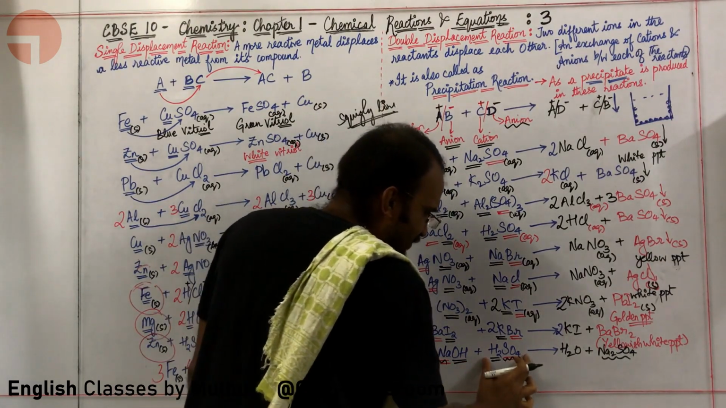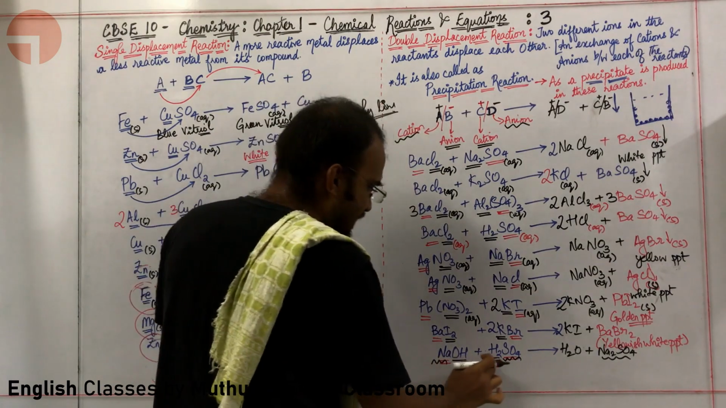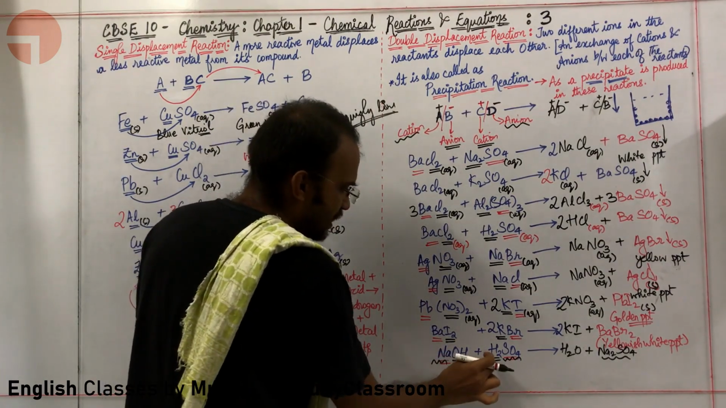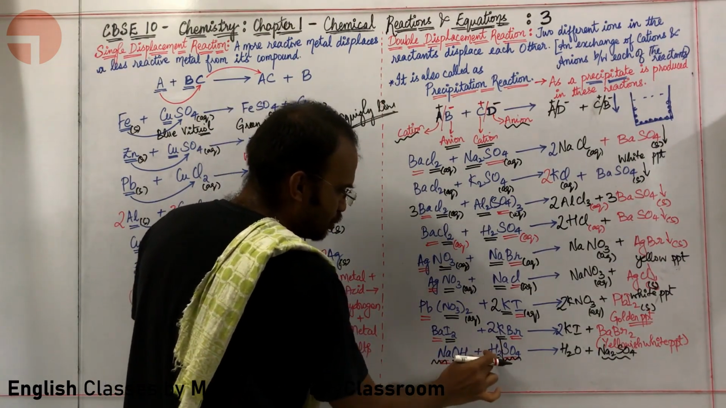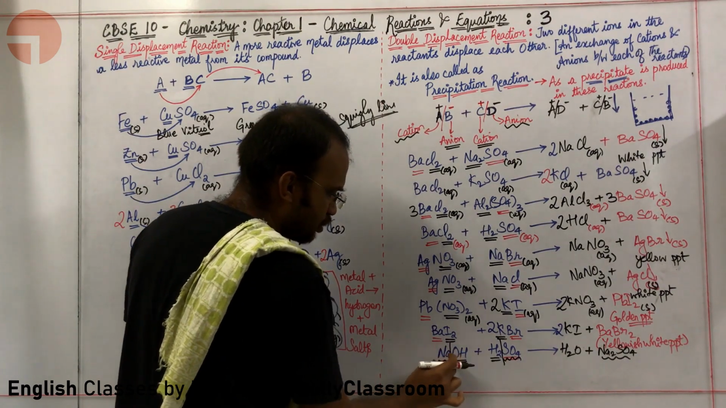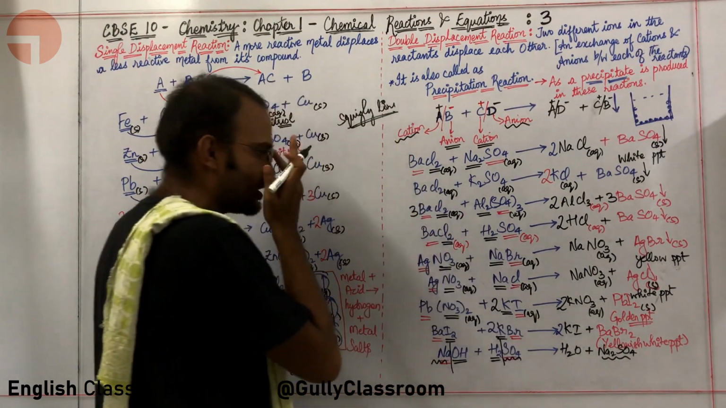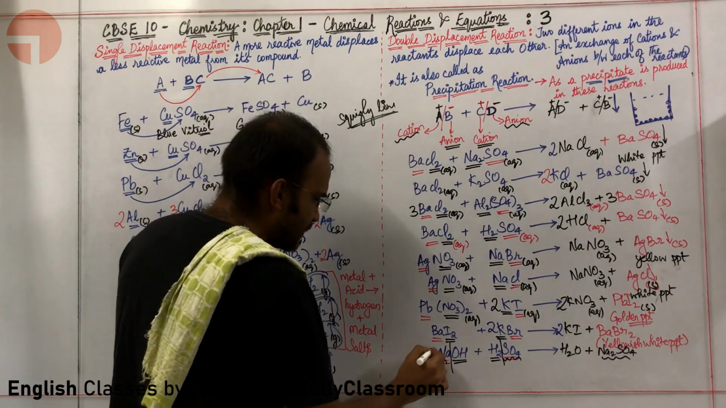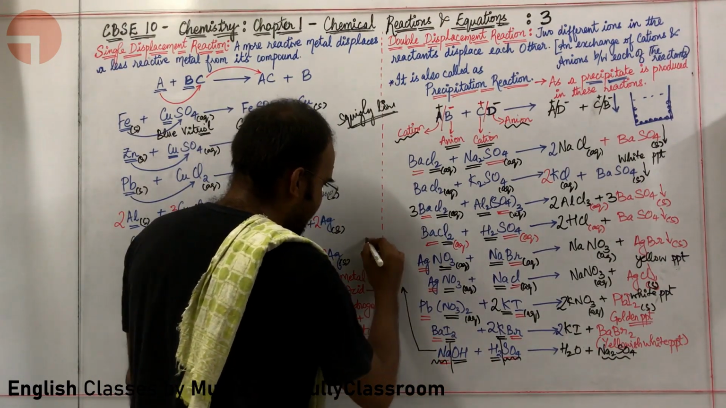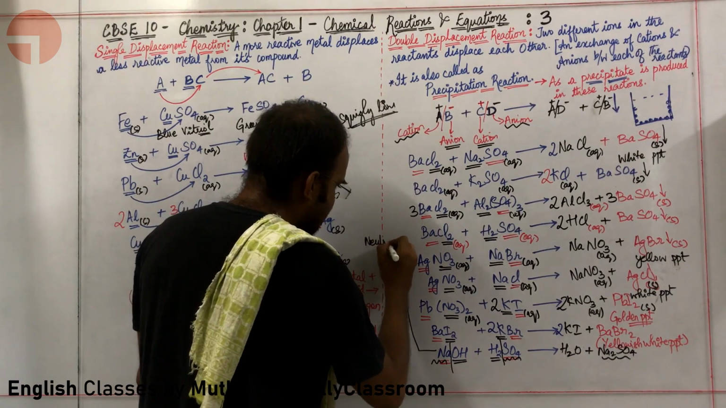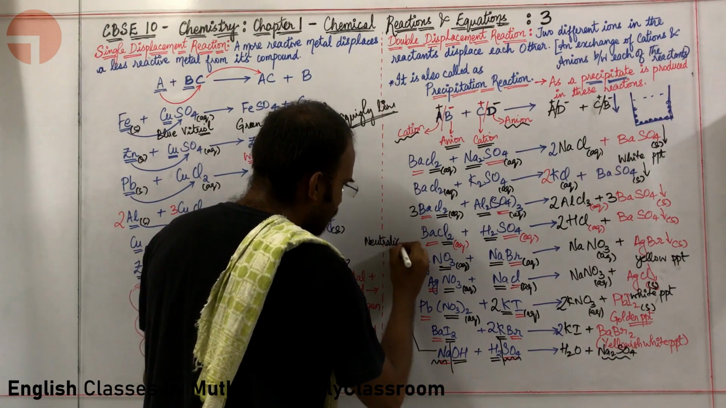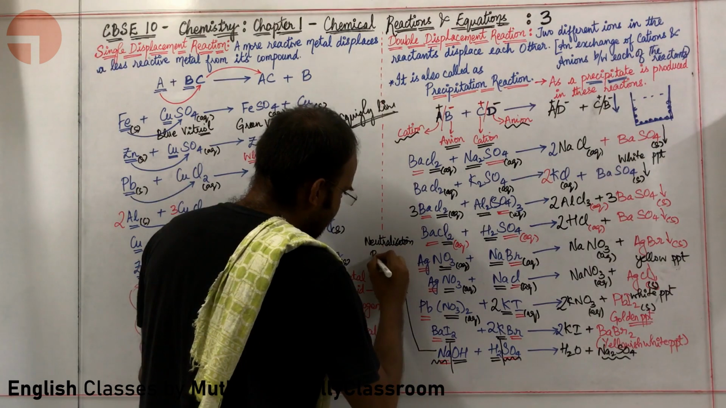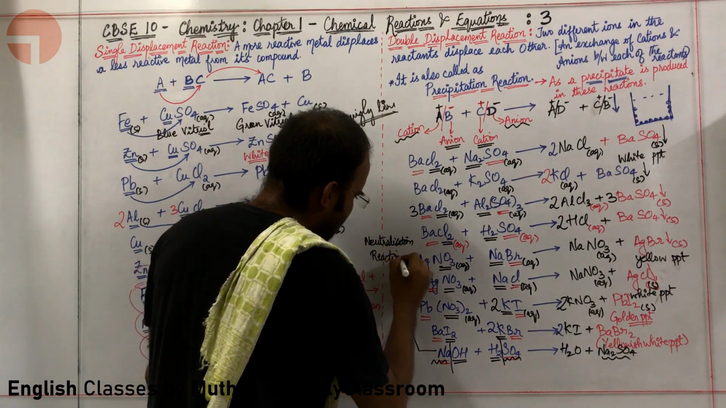Base is reacting with an acid, but still there is an exchange of ions. How? Here this particular H2 is combining with this particular OH, Na is combining with SO4. What is the speciality of this reaction? This reaction is called a neutralization reaction.